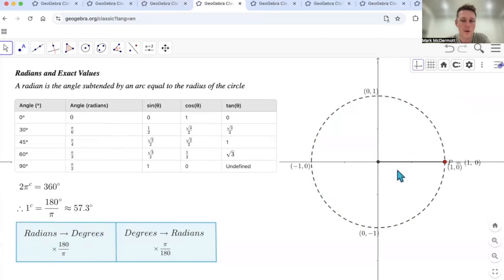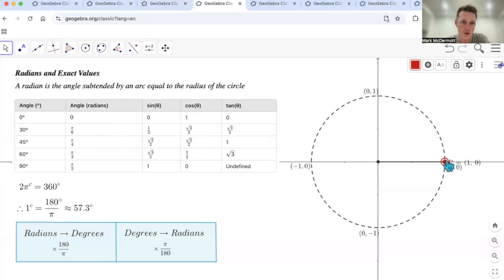Then what we can say from there is there's a lot of what's called exact values. If we look at our exact values, these are key ones that you need to know. If we're at 0 degrees, that's also 0 radians, and that should make sense. We haven't subtended any arc on the circle. The sine value at that point is just the y value, which is 0 because we haven't moved up at all. The cosine value is 1. Remember tan is sine divided by cos, so that's 0 divided by 1, which is 0. So tan of 0 is 0.